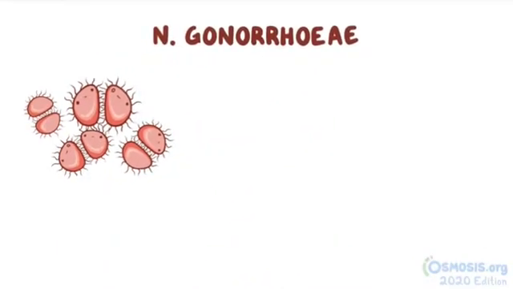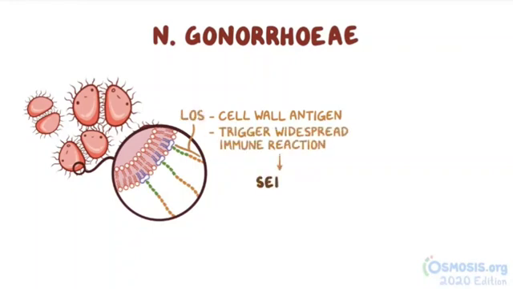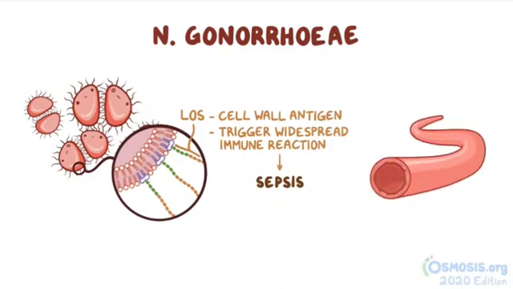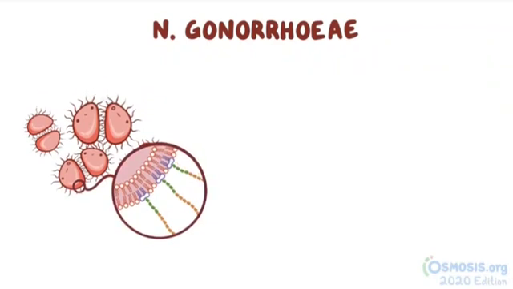Inside the blood, N. gonorrhoeae can use other virulence factors. First, there's a cell wall antigen called lipooligosaccharide, or LOS, which is known for its ability to trigger a widespread immune reaction that results in sepsis, meaning blood vessels dilate, so blood pressure drops, and vital organs don't get enough blood.